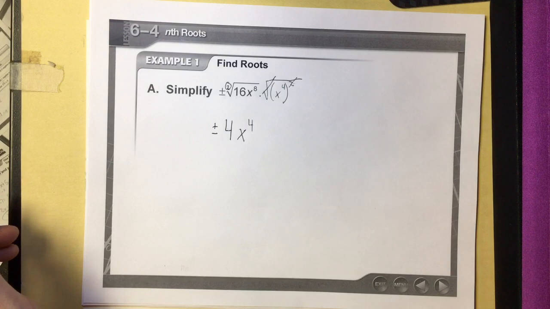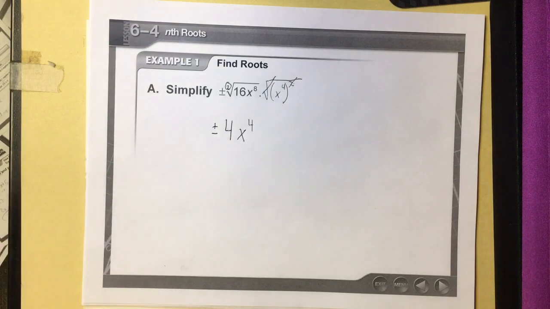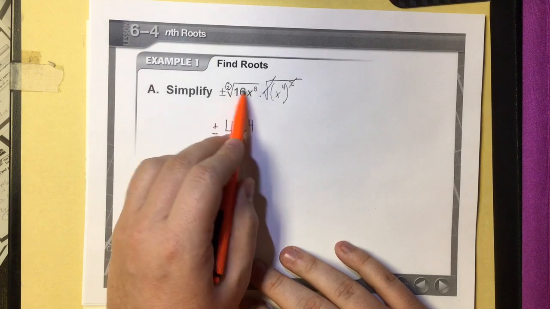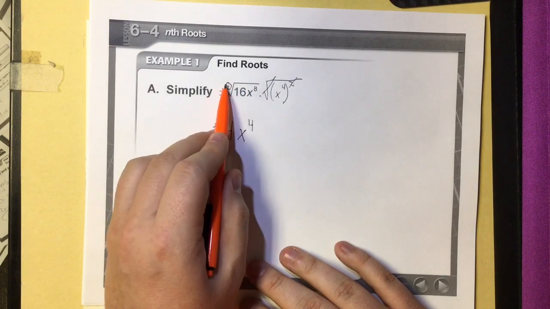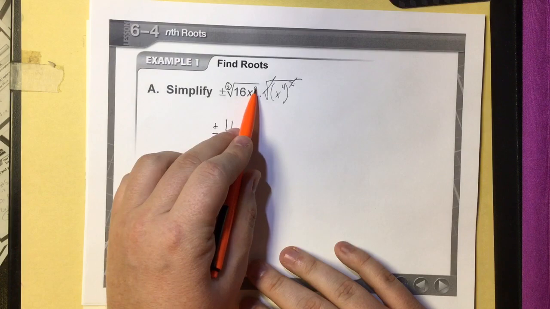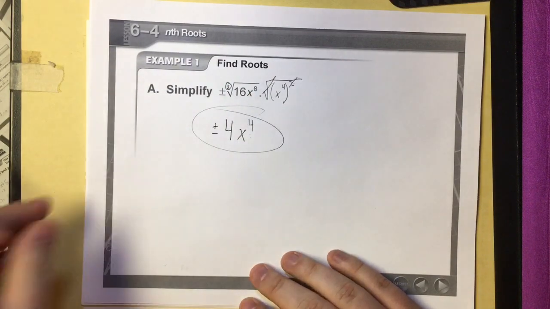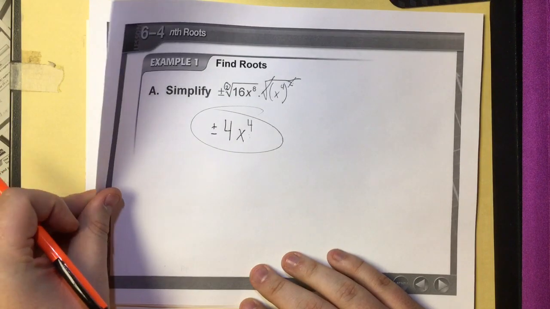A little shortcut you can use for taking roots of variables to a power is just divide the exponent by that index. If you did 8 divided by 2, you would get 4. So there's our answer, plus or minus 4x to the 4th.